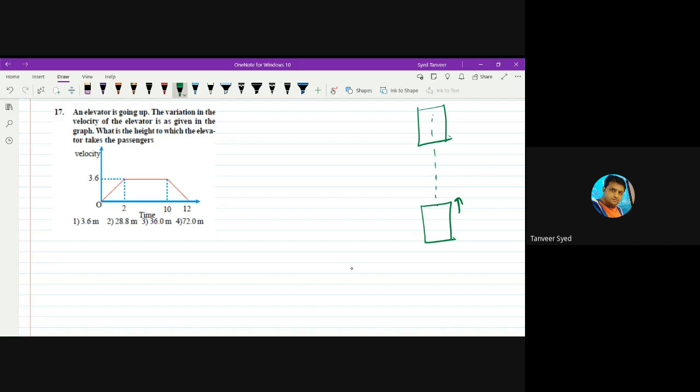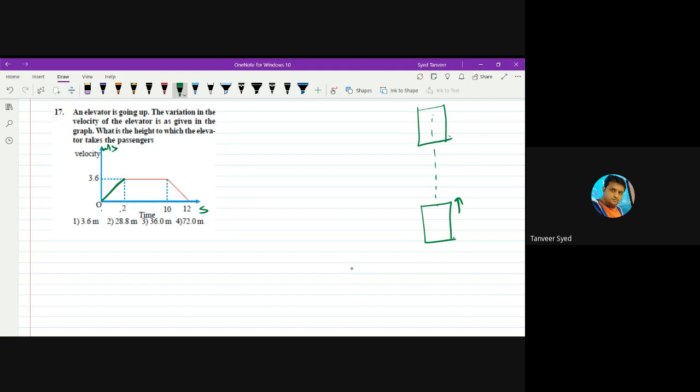How is it moving? It is given graphically. What is this graph? Velocity time graph. What is happening to velocity? How is it changing? From 0 to 2. Let's say this is in seconds and this is in meter per second. So from 0 to 2 seconds, velocity is changing like this.